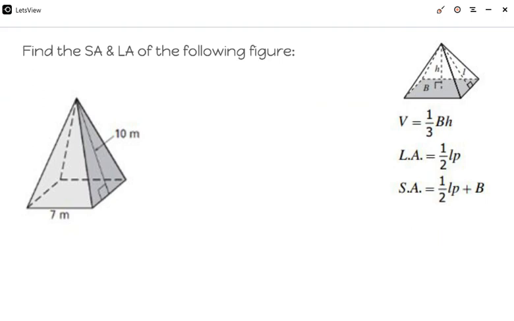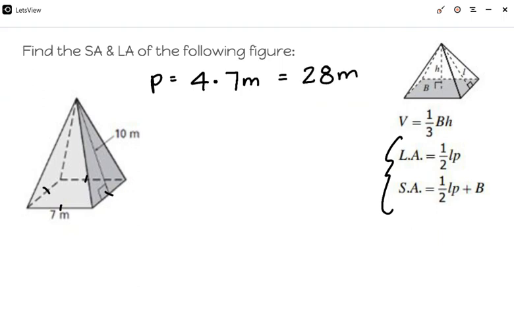So the P in these two formulas, since these are the two that we're working with, stands for the perimeter of our base. Since we're not given two measurements, we're going to assume that this is a square. So for our perimeter, remember from that last video, we have 4 times our side. So our perimeter equals 28 meters.